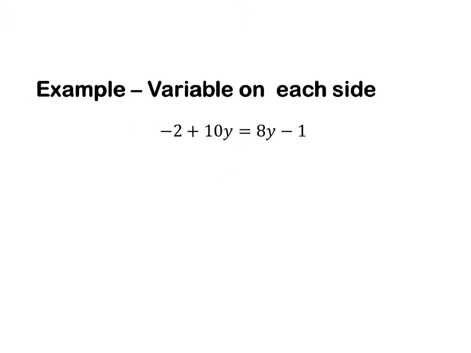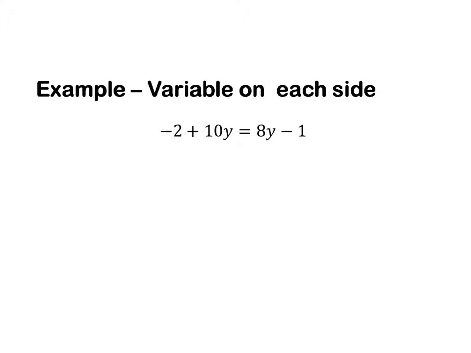Alright, now we're moving to an example of an equation that has a variable on each side. So if you look, I have a 10y on one side and an 8y on the other. And remember, to solve an equation, I have to have the variable isolated on one side of the equal sign. So that means I have to have a y on one side.